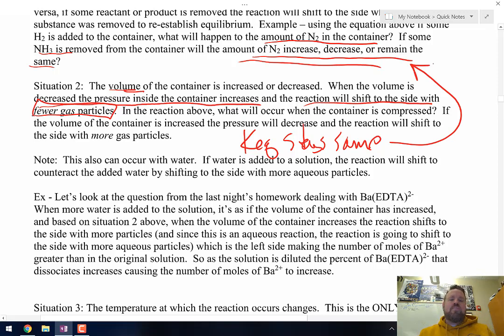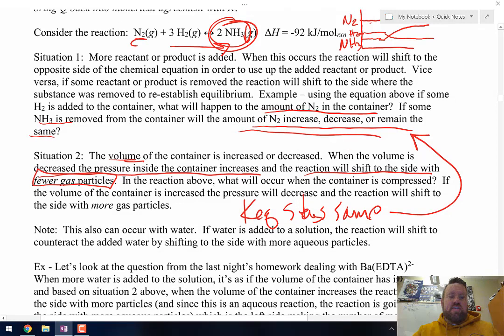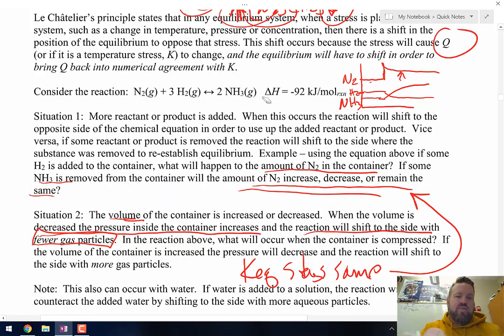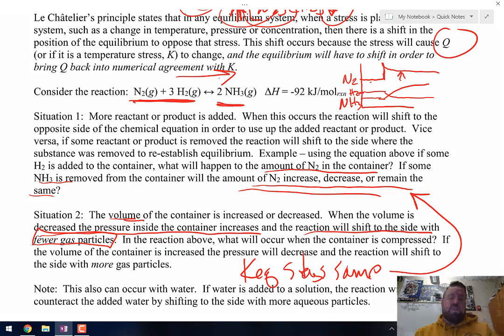Okay? So, looking at this example up here again with nitrogen and hydrogen and ammonia, if the volume gets smaller, the pressure is going to go up. If the pressure goes up, it's going to shift to the side with fewer gas particles. Well, here there's 4 gas particles. Here there's only 2. When the volume decreases, this reaction shifts to the right. And when it shifts to the right, it's going to make more ammonia. It's going to use up the nitrogen and hydrogen inside of that container.